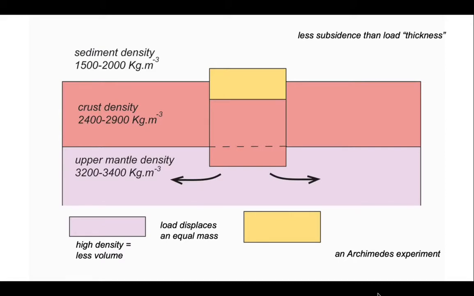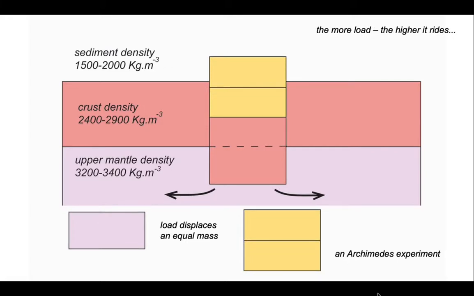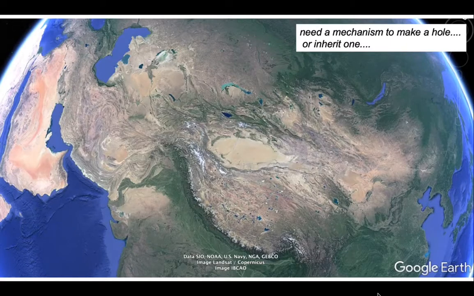This is what happens if we put more sediment on top. Okay, the sediment loads the plate and subsides. But again, it displaces a lower volume of mantle at depth because that mantle is denser. So the more load we add, the higher it rides on our plate. Now this clearly is going to create a problem because it means that surface processes will act upon it and flush that load away. So the implication is that in our simple world, we can't accumulate a sediment thickness. So the message is we need to make a hole in some way or inherit one.